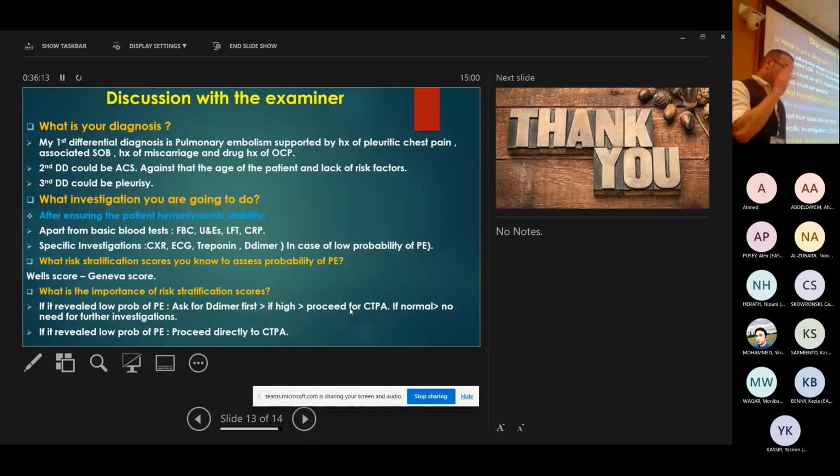So what is the importance of D-dimer in a case of PE? D-dimer has no role in high probability of PE. It is just a good negative predictor in a case of low probability of PE. So we are using it only in a case of low probability of PE. If it is low, it excludes PE. If it is high, proceed to CTPA.